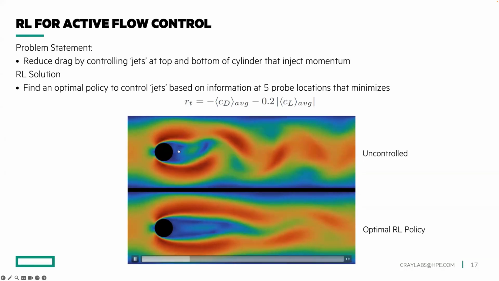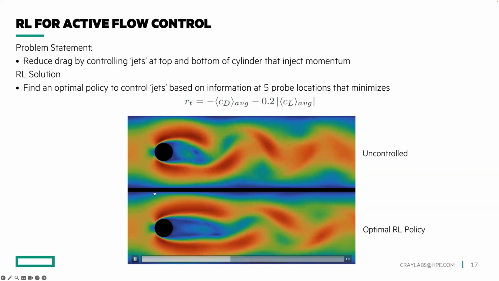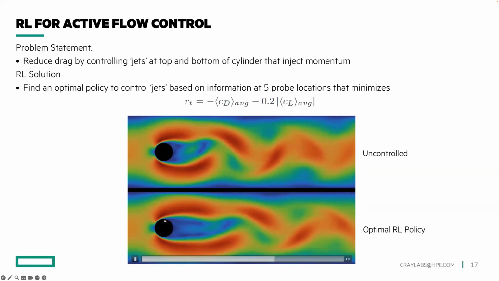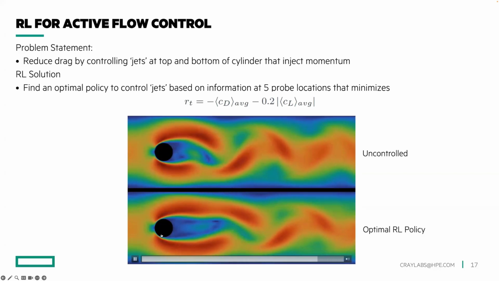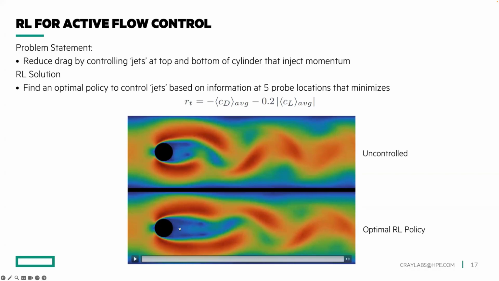And as you see, on the top, you see the uncontrolled version. And on the bottom, the reinforcement learning agents know how to basically add and reduce momentum here, and they can get a way better and less turbulent flow with reduced drag. They had like 5 probe points they were using to test drag.